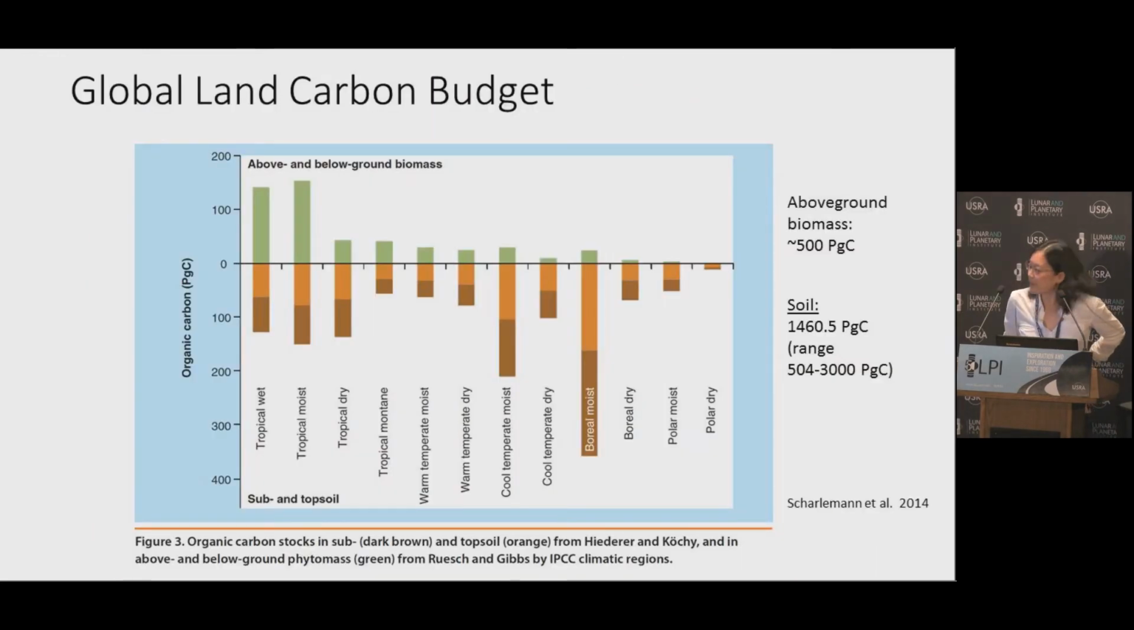This is to give you a global picture, an estimate of the global land carbon budget. This is a nice illustration of how the surface vegetation might not be a good indicator of what's happening below ground, because of how pools of carbon can build up. But in general, the soil carbon estimates are really uncertain right now, at around 1,500 petagrams of carbon, with estimates as low as 500 to 3,000 petagrams globally.